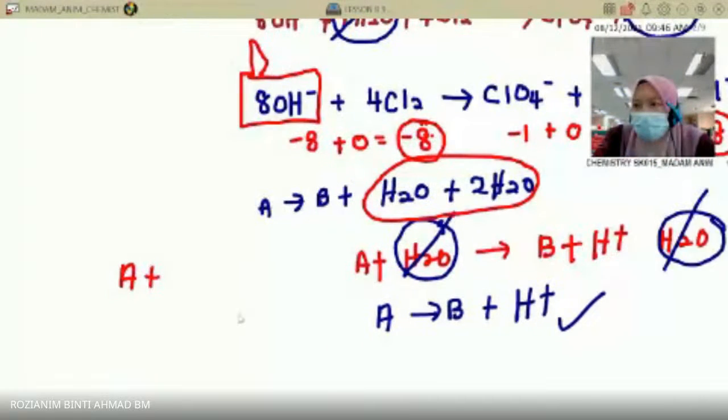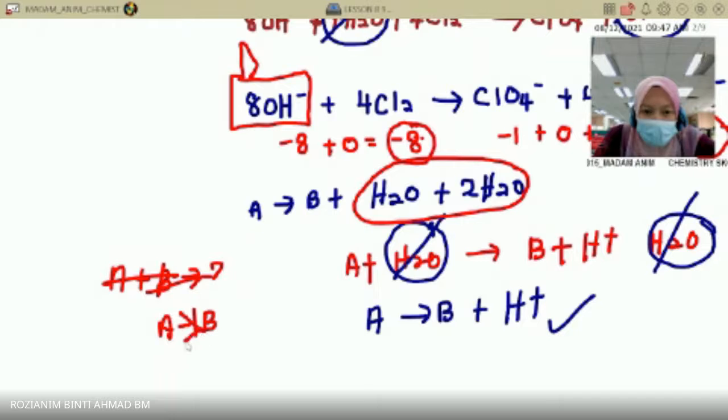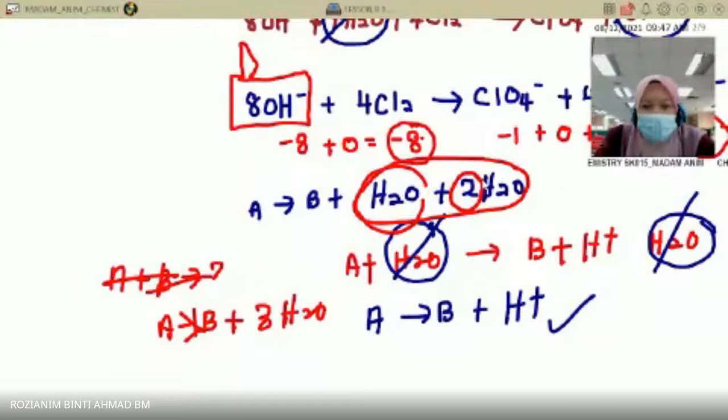Mana dia pergi ni? Tak nampak. Okay. A tambah B produce. Salah. A produce B plus D tambah 3 H2O. Kenapa 3 H2O? Sebab sini 1 mol, sini 2 mol. So 1 tambah 3, 1 tambah 2, 3. Faham konsep dia? So balancing equation?